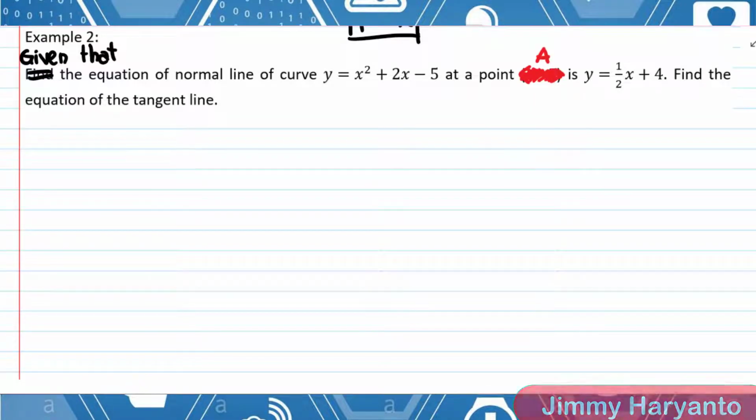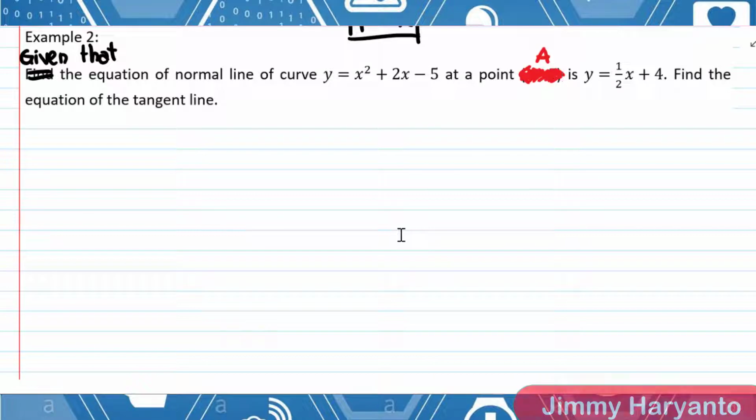Next is example 2. For example 2, let's reverse the equations a little bit. Given that the equation of the normal line of the curve y equals x squared plus 2x minus 5 at point A is y equals half x plus 4.